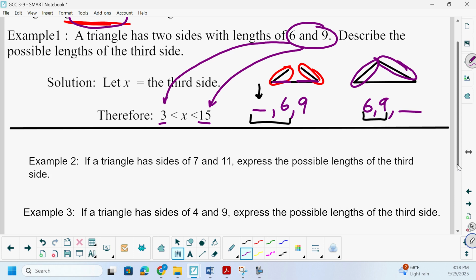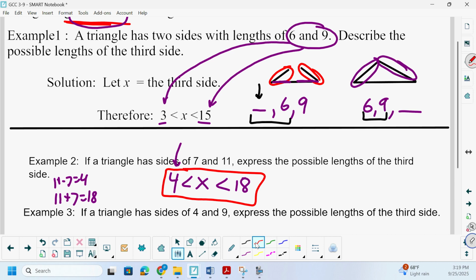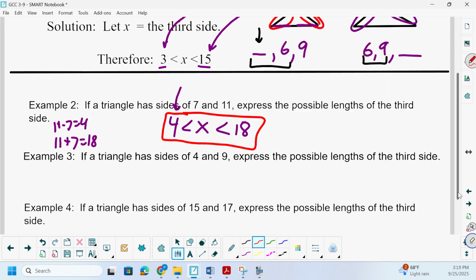So we're going to have something less than, and we'll go with x again, less than something. To get this lower bound, just subtract the two sides. So 11 minus 7 gives us 4. So our lower bound of the inequality would just be 4. If we add them, 11 plus 7, we get 18. So the upper bound would be 18. So this would be our answer here because it's all possible lengths, including decimal lengths. We just talked about the integers that were the lower and upper bounds, but what that inequality means is all the integers, all the decimal values, all those in between could be possible third lengths for the triangle.